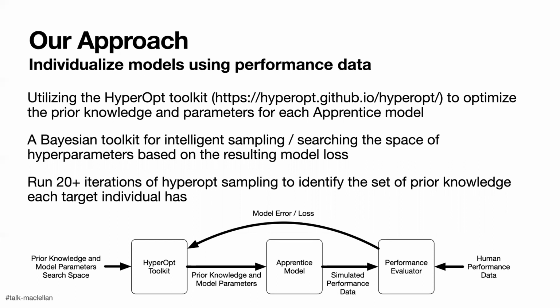And then we run a simulation with our model to generate one of those learning curves, and we compare those to the human performance. And then we look at the differences between those as the loss between the model and the human, and we feed that information back into HyperOpt, and HyperOpt will then intelligently sample a new set of parameters that's slightly more informed. And we repeat this process multiple times in order to come up with an estimate of what the prior knowledge and the model parameters are that fit a specific person.